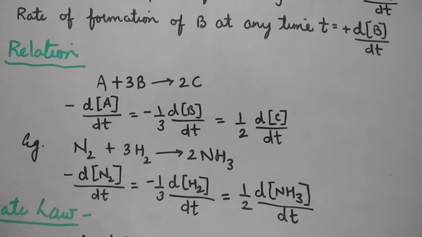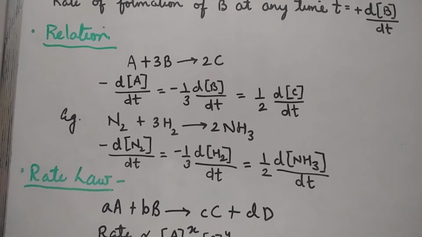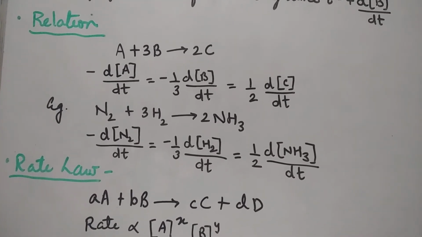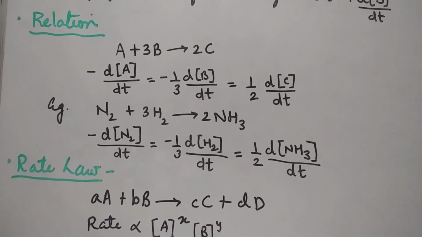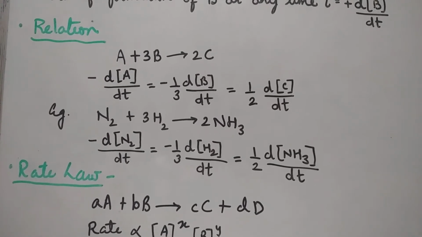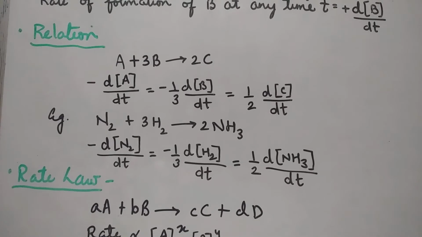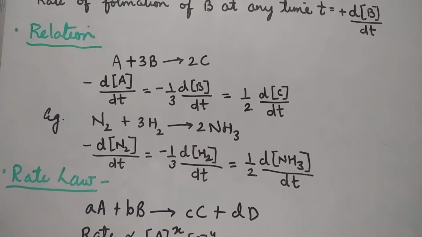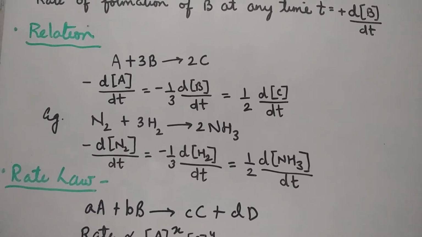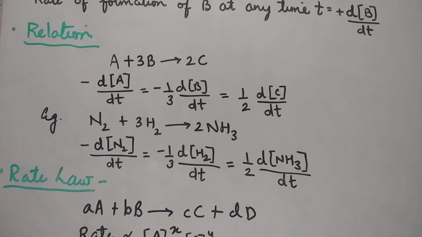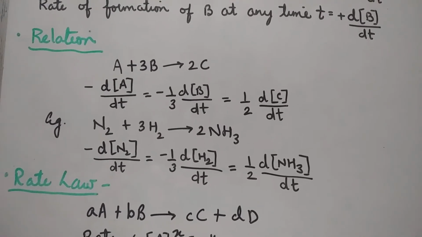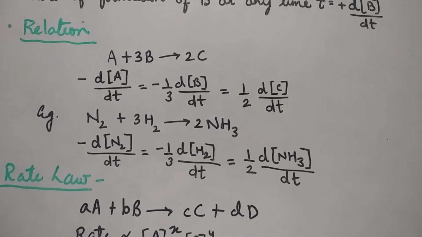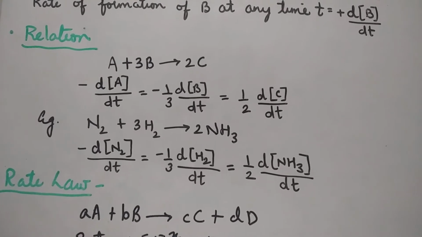Now we will talk about the relationship between the rates of reactant and product. How can we correlate them? Try to understand. If you have a reaction A plus 3B gives twice C. This is a general reaction I have written. I could have written 2 times A plus 4 times B gives me C. We can write a reaction in any way. If I want to correlate all three, A, B and C, I will write minus dA by dt, the change in concentration of A. A is the reactant, so the sign will be minus.